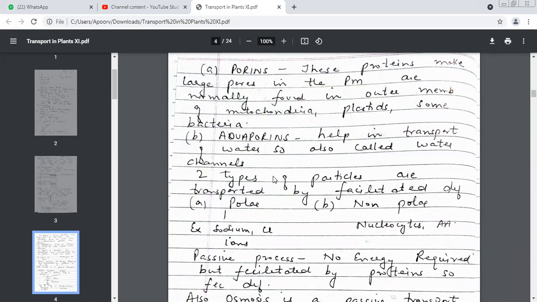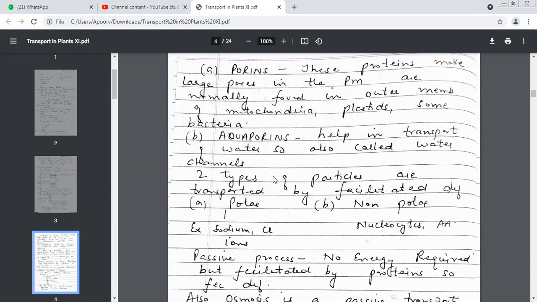Yes, so the aquaporins, we give them another common name. What is another name we give aquaporins? Water channels. Yes, very good. So porins and aquaporins are going to carry both types of molecules that we have. What are the two types of molecules they'll carry inside the plasma membrane? The ones which have charge, the ones which do not have charge. What is the word I gave? Polar and non-polar. Good.